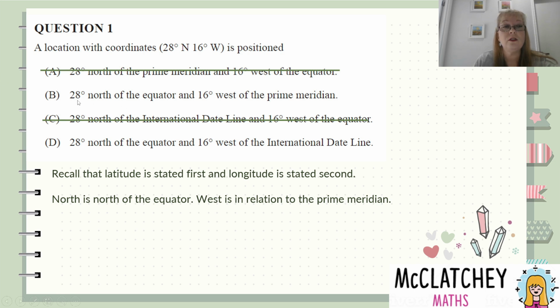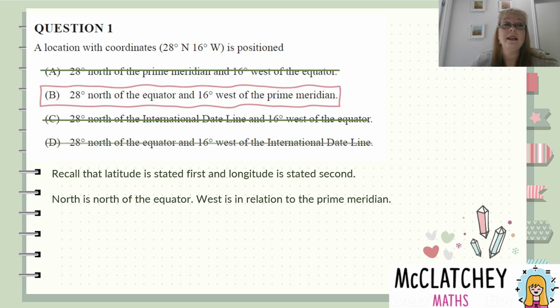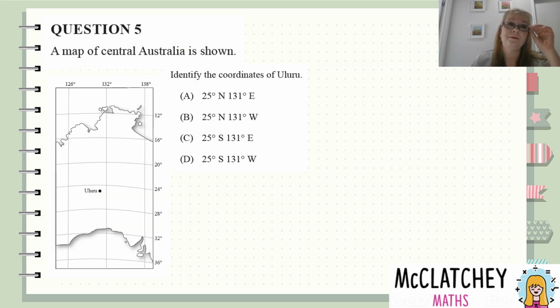So now we've got these two here where the first part is correct. 28 degrees north of the equator is common to both of them. But this one here is talking about 16 degrees west of the prime meridian, and this one is west of the international dateline. Now you would know that when we're coming up with longitude coordinates, they have nothing to do with the international dateline. The international dateline is only with reference to time zones. So that means we can rule out D, which means B is our answer for question 1.